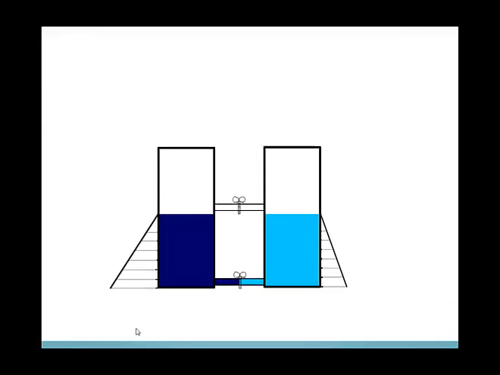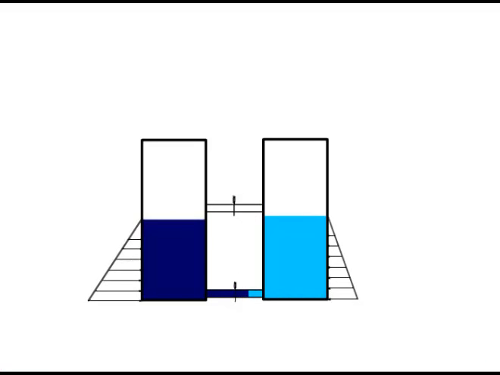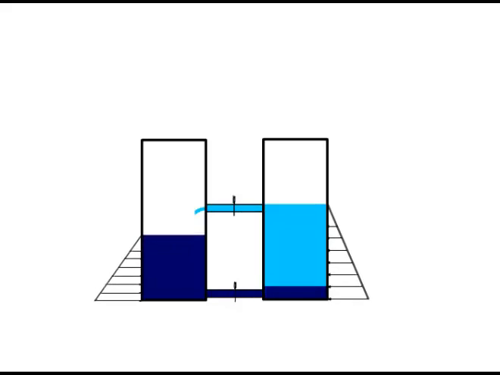For the same system, if we start with a different fluid with different densities on either side, say the heavier fluid on the left and the lighter fluid on the right, you could see even though they're at the same height, the fluid on the left has a much higher pressure than the one on the right. However, the mechanism is still the same, which means fluid always flows from the higher pressure to the lower pressure.